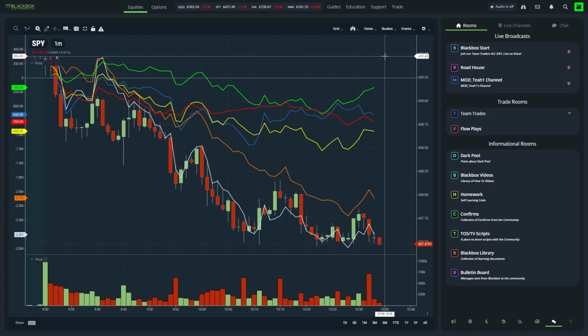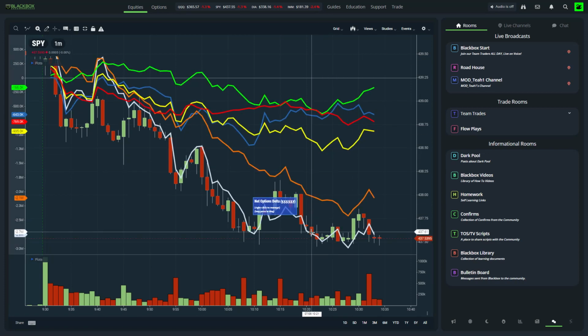Well, to understand that, let's first talk about what Net Options Delta is by itself. So Net Options Delta is basically a math formula, okay? It takes the total call delta, which is a positive number, plus the total put delta, which would be a negative number, and we get the total Net Options Delta. As we know, delta is part of the formula of one of the Greeks.